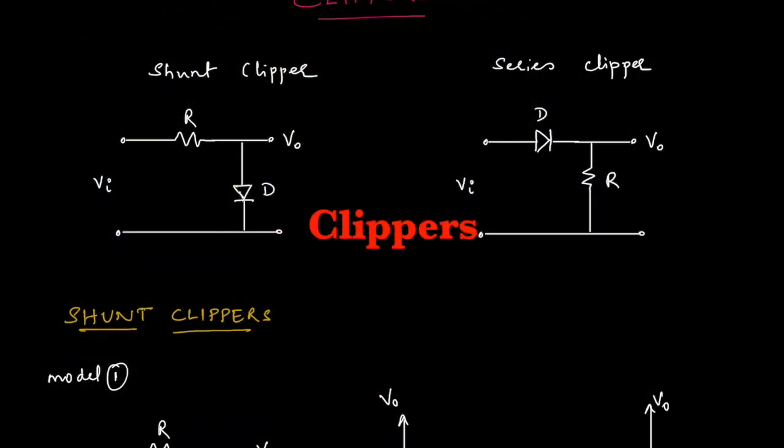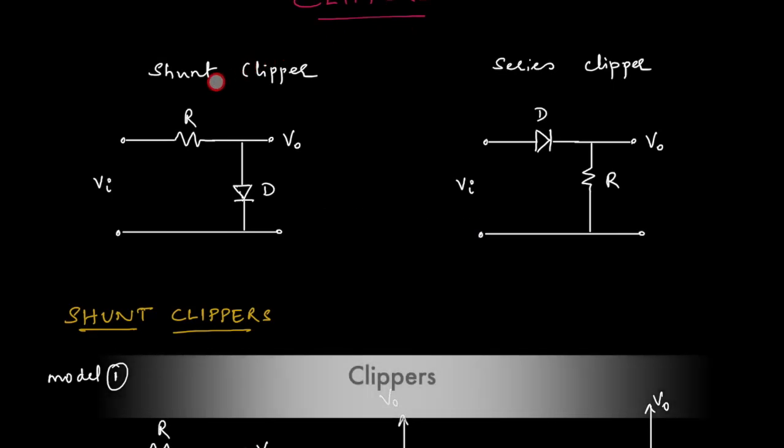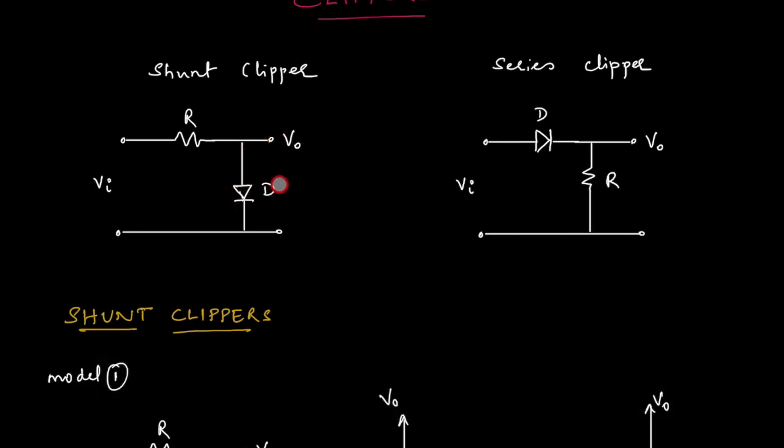Now we shall see clippers, one of the important topics in analog circuits. There are two types, one is shunt and one is series. It is based on how the diode is placed in the circuit. If it is connected in parallel to the load, we call it shunt, and if it is connected in series to the load, at the output, we call it a series clipper.